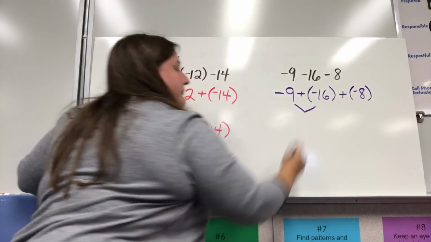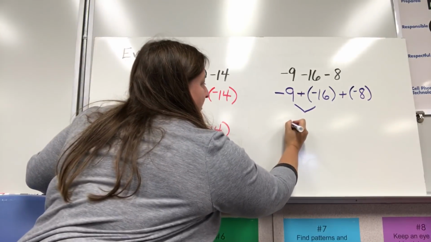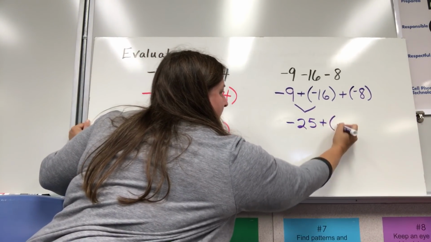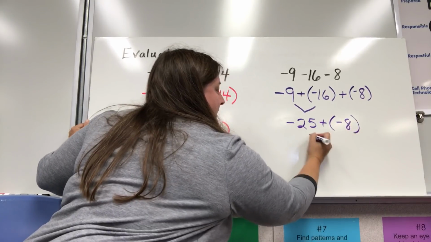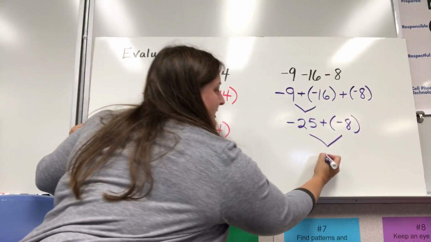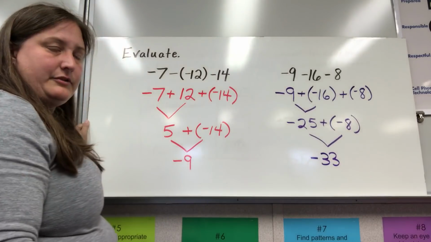So I'm going to add these two first, negative 9 and negative 16. They both have the same sign. So I'm going to have negative 25, and negative 25 and negative 8, both negatives. I add them together, I get 33, and since they're both negatives, negative 33.